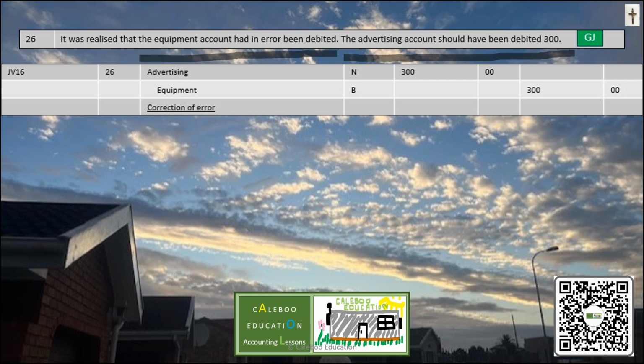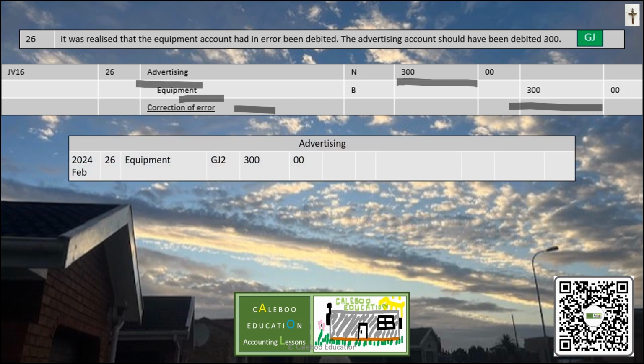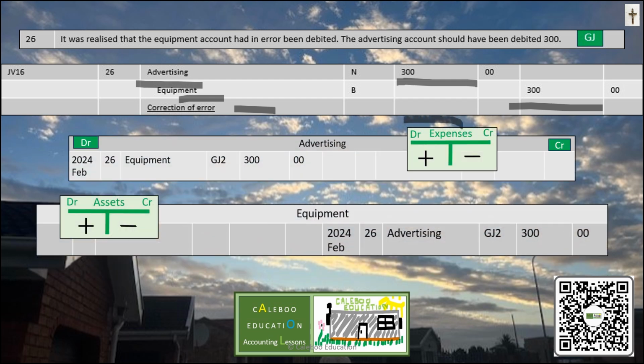But it's important to master everything else first before we do correction of errors. So advertising was debited with 300 and equipment was credited with 300. And the narration is the story, correction of error. And there we go. Advertising is an expense. The expense increased. The rule says debit the account. The contra account is the other account affected by the transaction, which was equipment.